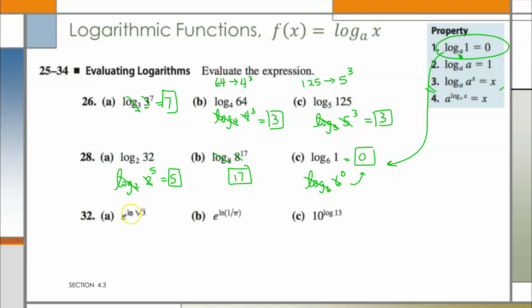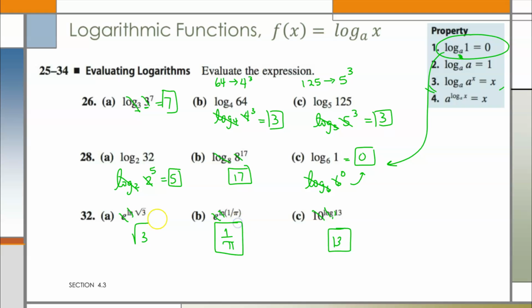Okay, what is the base of ln? Base of ln is e. E and e cancel out. Square root of 3. E and e cancel out. 1 over pi. 10. Remember, if the number is missing, it's understood to be base 10. 10 and 10 cancel out, and so we're left with 13.